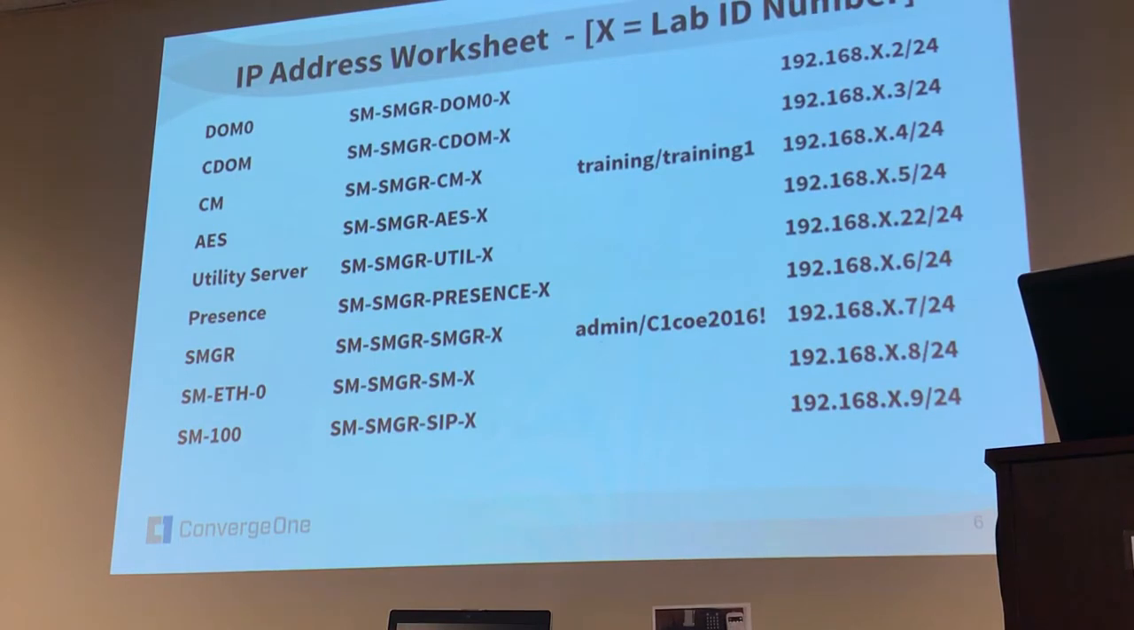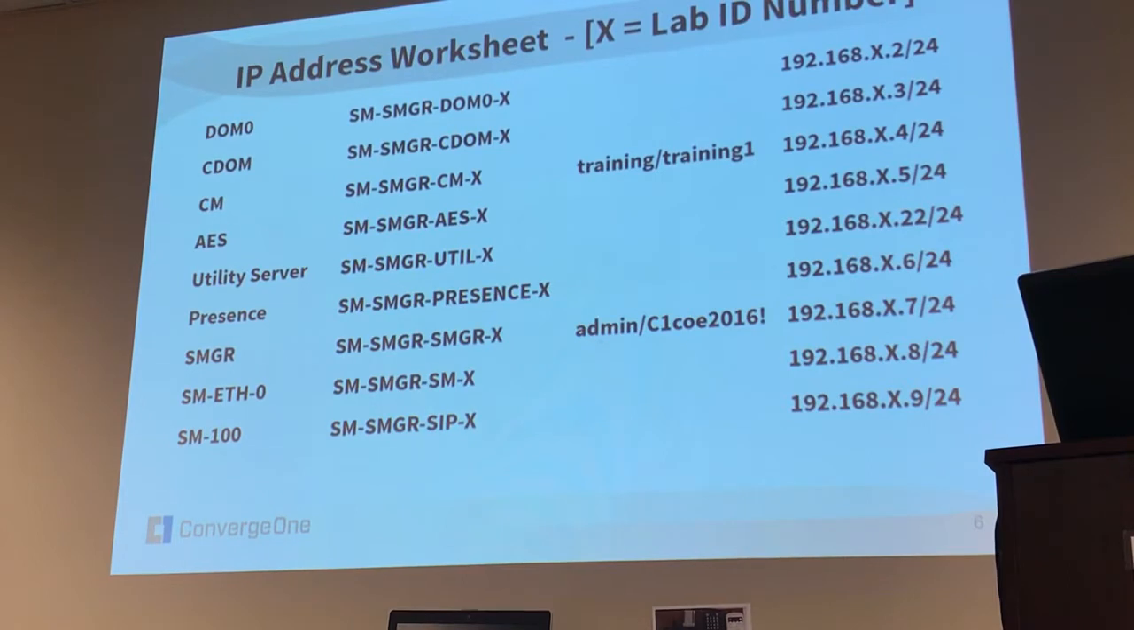Remember that because for your IP addresses, this X, the 3rd octet that you see here, is going to change depending on your lab assignment. So if you're lab 1, this X here is going to be 10. If you're 2, 20, 3, 30, 4, 40. So if I ask you to go ahead and access your CM, and you're in lab 3, let's say, you now know that you'll go to 192.168.30.4. And these are going to be the credentials, training for the username and training1 for the password.